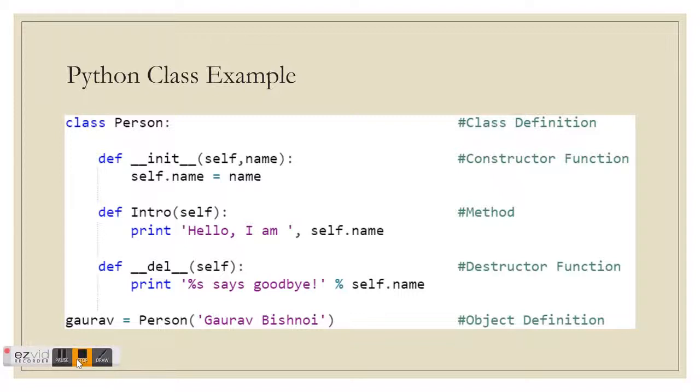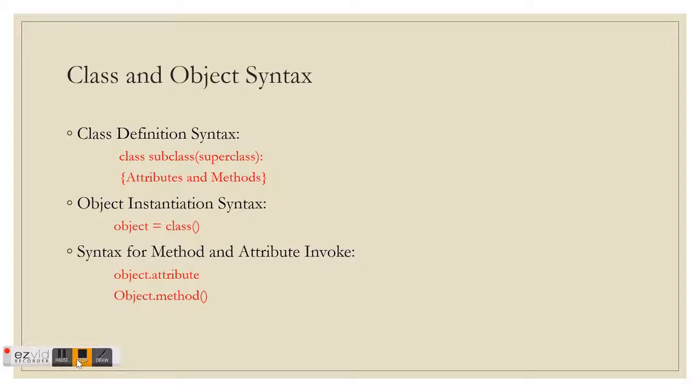So there is a constructor function after the class definition, and then other methods and a destructor function or method, and then object definition. I am instantiating the object named Gaurav of type class person, and I'm giving it a name using the constructor function, which we will come to later. So class and object syntax, how do we define it, in what manner? It is simple, like class, subclass, in brackets superclass. We will come to those terms later.